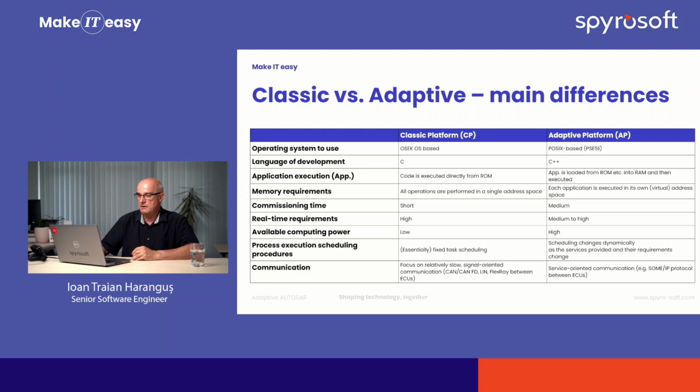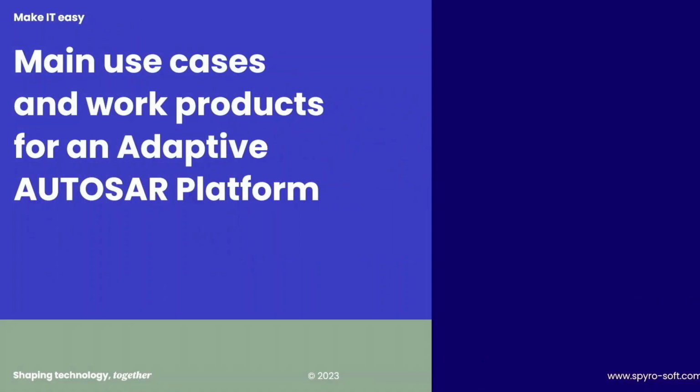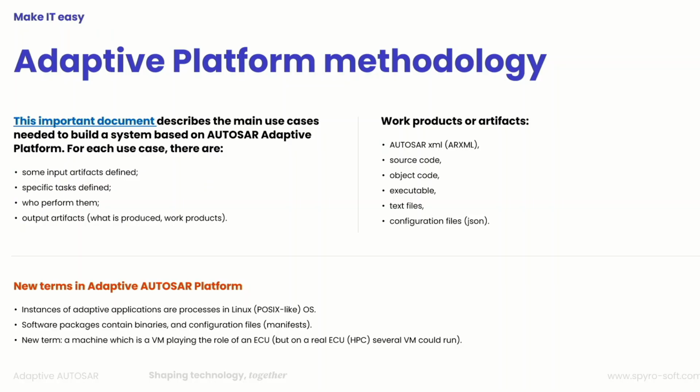Okay. Then let's talk a little bit about main use cases and work products for an adaptive AUTOSAR platform. And here, this adaptive platform methodology is an important document that describes main use cases together with some input artifacts which are used in our use cases. And then, of course, in this document, there are some work products specified for each use case.